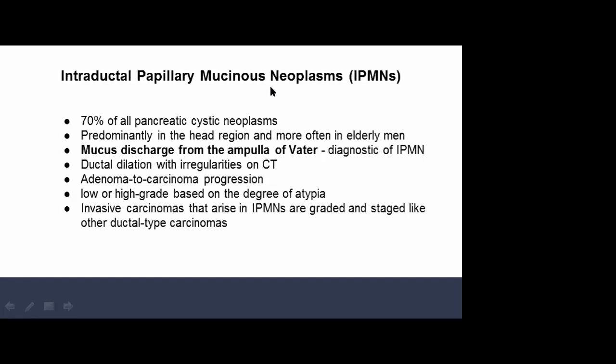And there is a typical adenoma to carcinoma progression in case of IPMN, which is seen like in colonic polyps. So hence, few others have made an analogy of these intraductal papillary mucinous neoplasms with that of colonic polyps. And again, as I already told, based on the degree of atypia, this can be low grade or high grade. And also these neoplasms per se can give rise to adenocarcinoma, or they can also be associated with adenocarcinoma in the rest of the pancreatic gland. And invasive carcinomas that arise in IPMN are graded and staged like other adenocarcinomas in the pancreas.